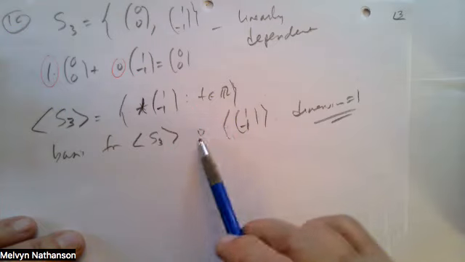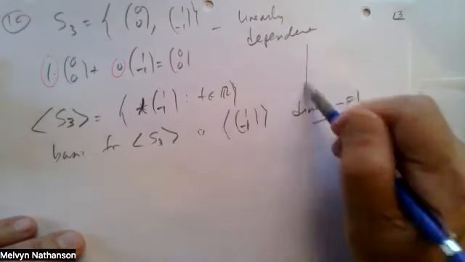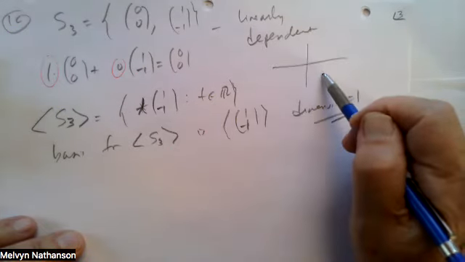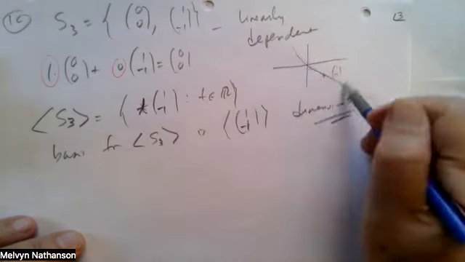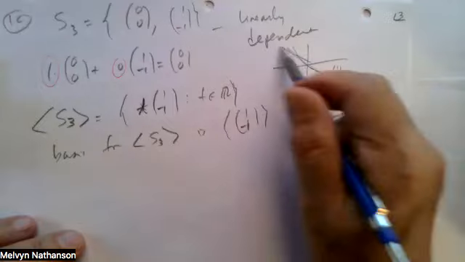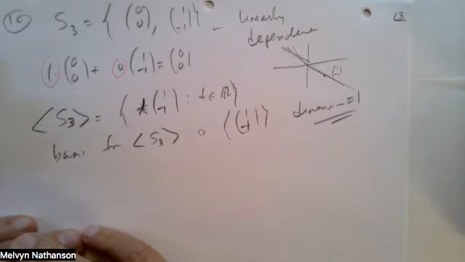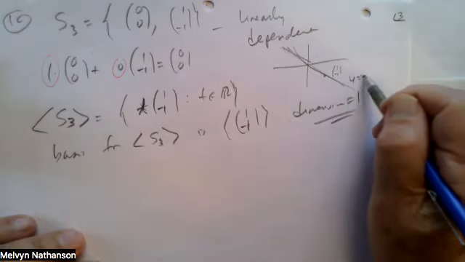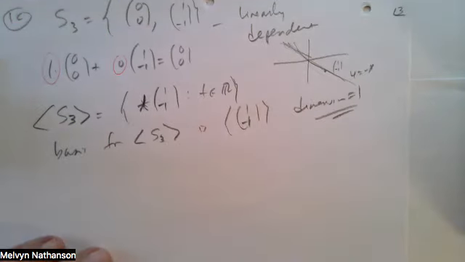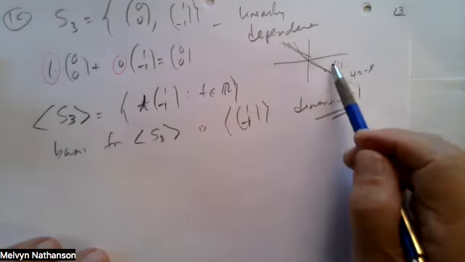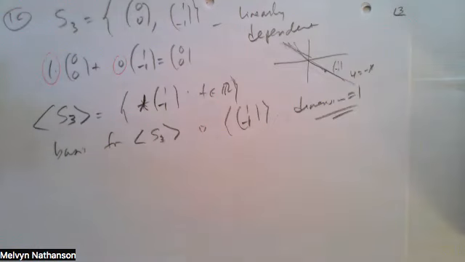In fact, if you want to draw a picture of this, the vector (1, -1) in the plane, this is (1, -1), and the subspace is just this line through the origin. It's the line y equals minus x. That's the subspace that this set generates. It's all scalar multiples of (1, -1).